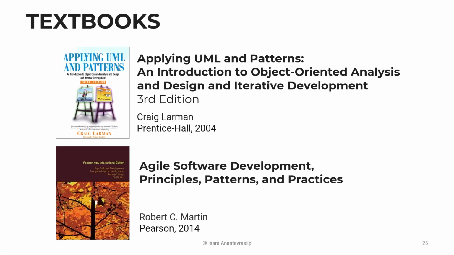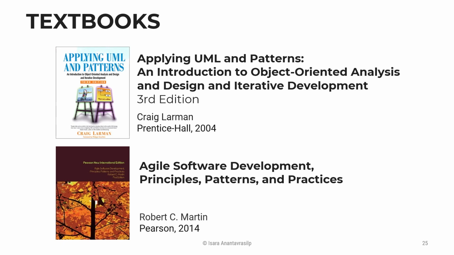These are textbooks that I would like to recommend. The first one is Applying UML and Patterns, an Introduction to Object-Oriented Analysis and Design and Iterative Development by Craig Larman. This is quite old, from 2004, but the contents of the book still cover what we discussed in class. I use it quite a lot. And if you purchase this, not just for this course but for the next course, SDP, Software Development Process, you can also use this book as well. I use the same book for both classes.